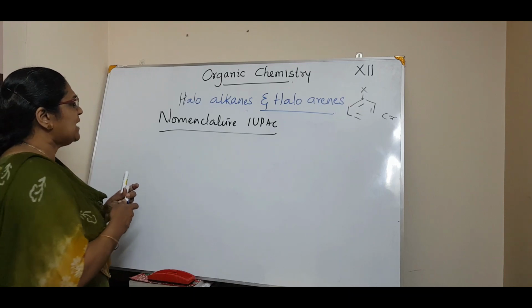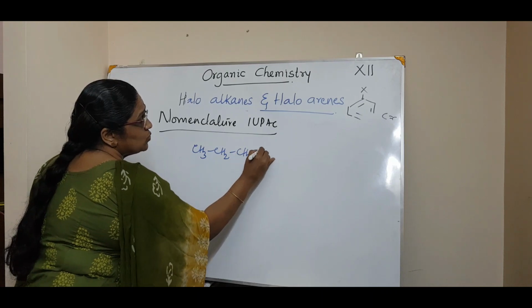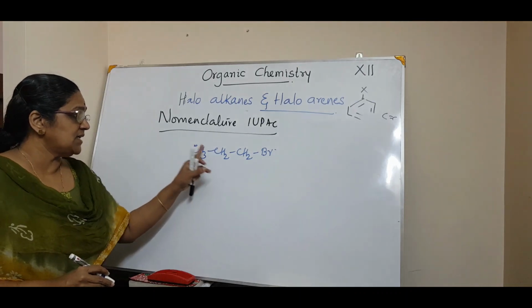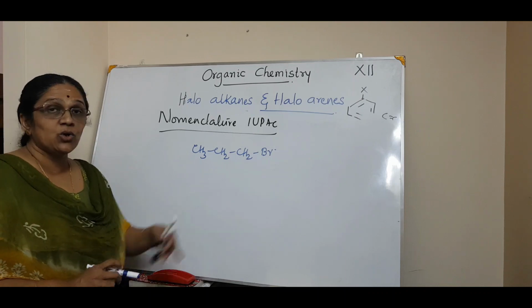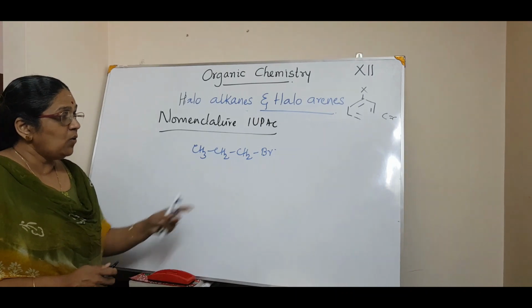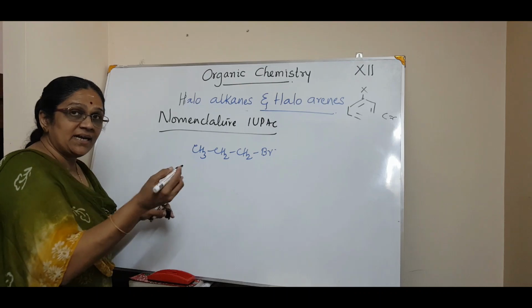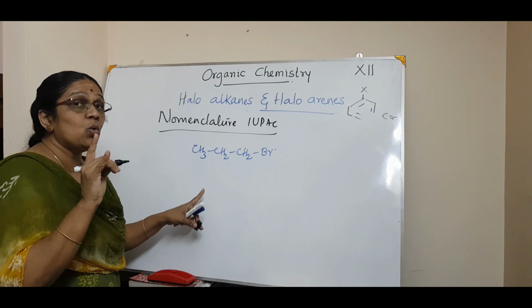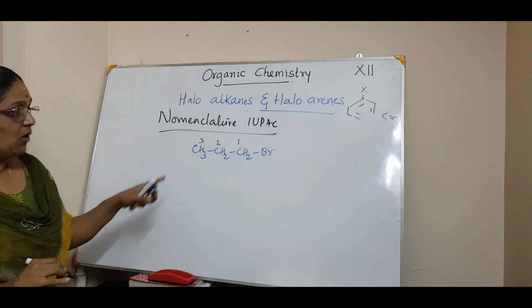The first example, just a simple example, is CH3, CH2, CH2, Br. How will you name it? Here there is a functional group, that is halogen, because we are studying haloalkanes and haloarenes. The halogen atom has priority, so the numbering will be done in such a way that the carbon atom containing the halogen will have the lowest number. So it will be 1, 2 and 3. Now how do you name it?